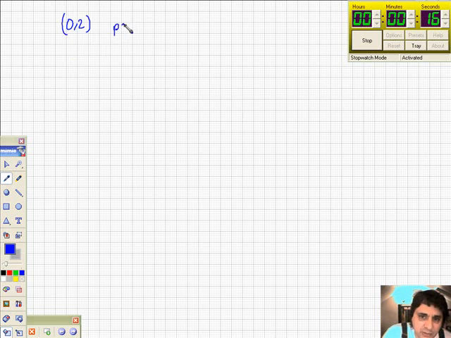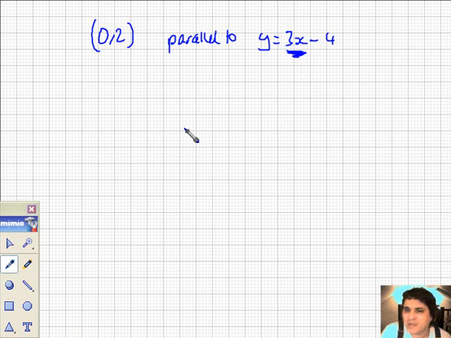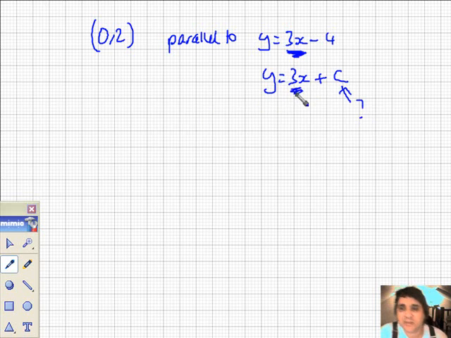And it's parallel to y equals 3x minus 4. But if I'm going to be parallel to this line, guess what? My gradient's going to be the same. So here I go: y equals 3x plus c. I don't know what the intercept is going to be yet, but I know the 3x has to be the same, because 3 is the same gradient as the 3 there. So far I've got a partly finished equation.